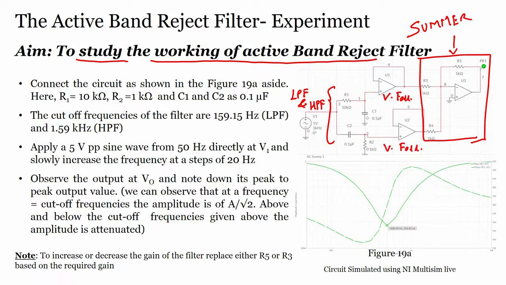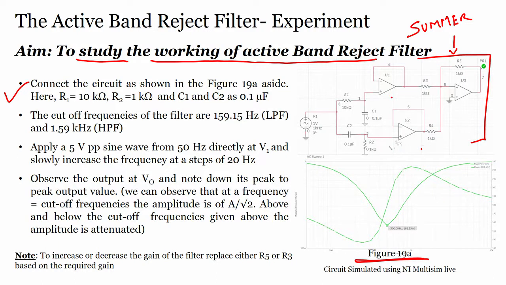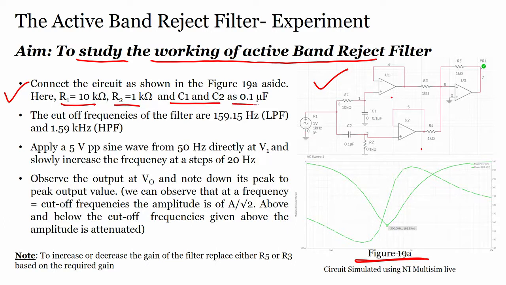So, if we want to implement this circuit, what is the first step? You have to connect the circuit as shown in figure 19a, and we have also performed a simulation that I will talk about in a second. Let us first see what the circuit is. Once we connect as shown in figure 19a, we have values of R1, R2, C1 and C2. R1 is 10 kilo ohm, R2 is 1 kilo ohm, C1 and C2 are 0.1 microfarad.